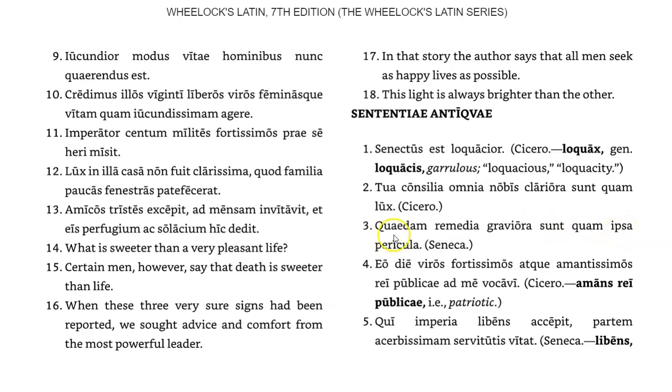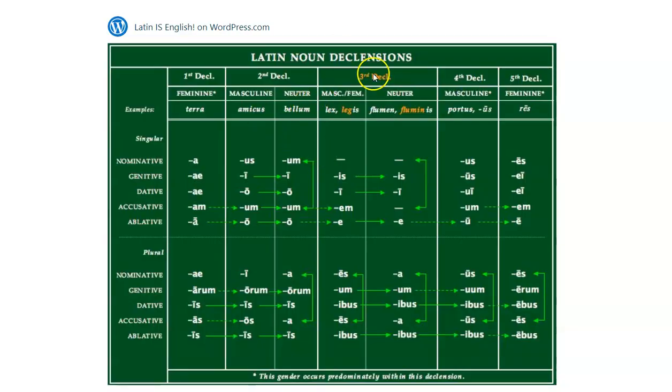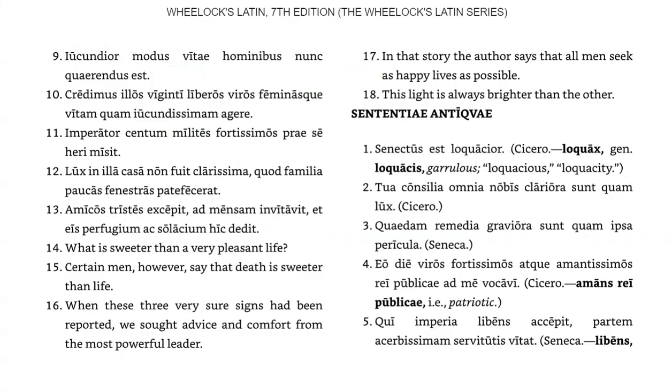So this one's interesting because we have two neuter nouns in the plural, remedia and pericula, which are both neuter nouns. If you look at the vocabulary, you'll see that pericula is also nominative plural because periculum is the singular form of that. So this one really just requires knowing the vocabulary from earlier chapters.